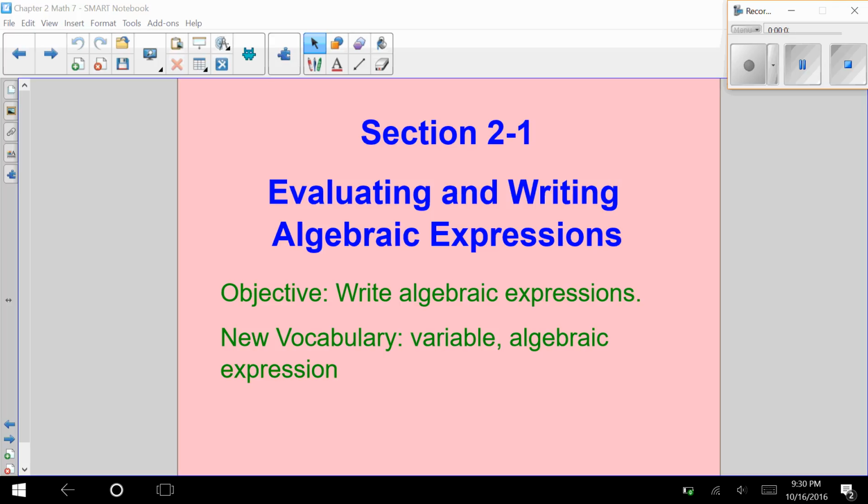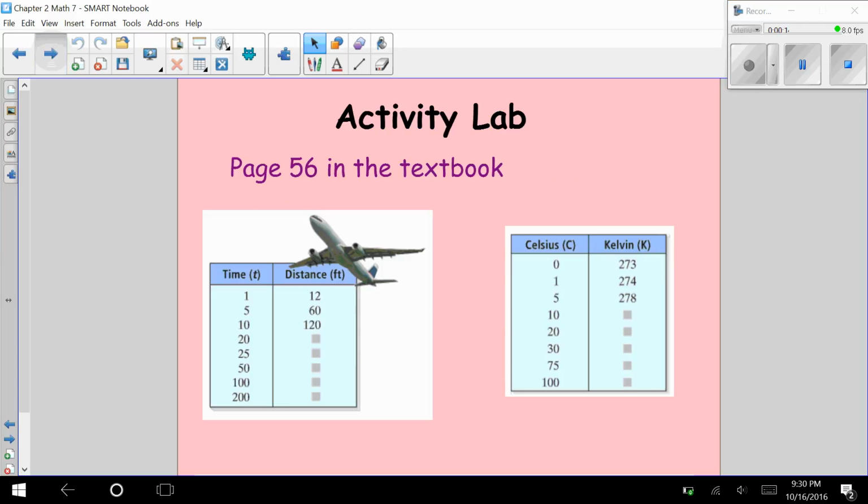This is section 2.1, day 1, evaluating and writing algebraic expressions. Our objective today is to write algebraic expressions. Our new vocabulary is variable and algebraic expressions. Let's start with our vocabulary.